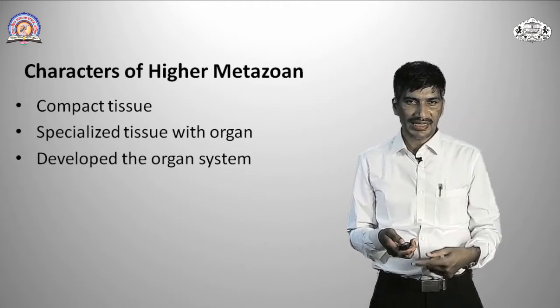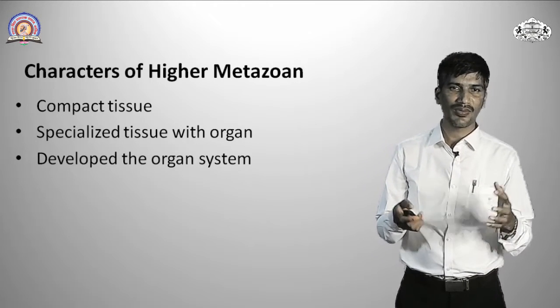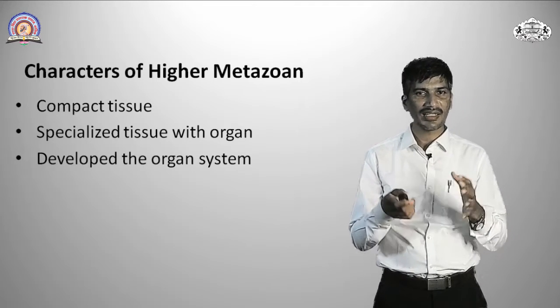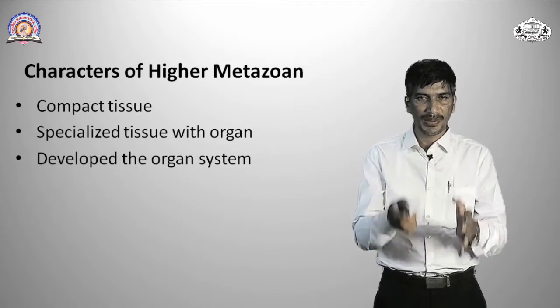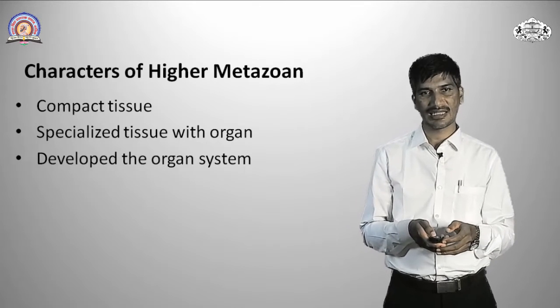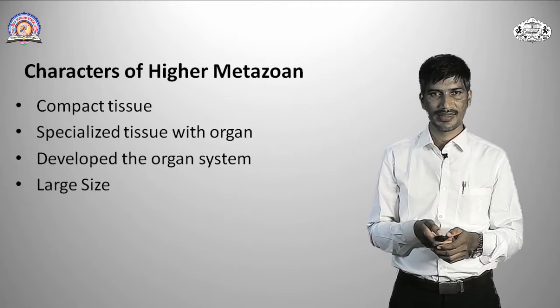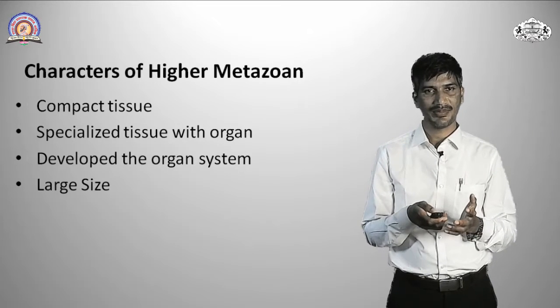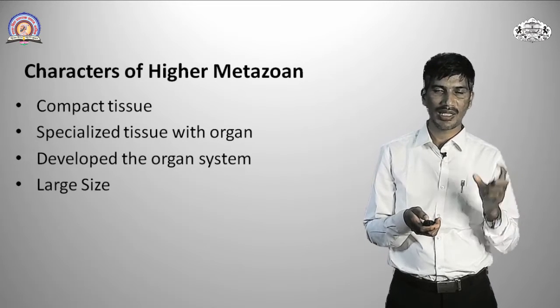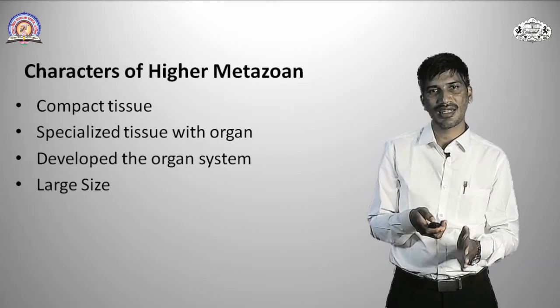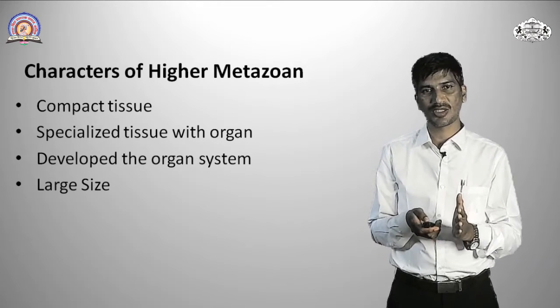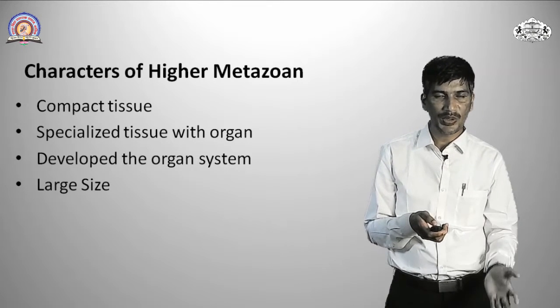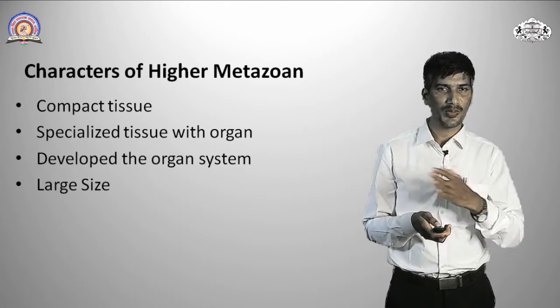The organs are developed, then the organs are connected to one another, and the different organs are connected and form the organ system. All metazoan animals are large in size, because the lower metazoans are smaller, but the higher metazoans can be up to a few feet in size.